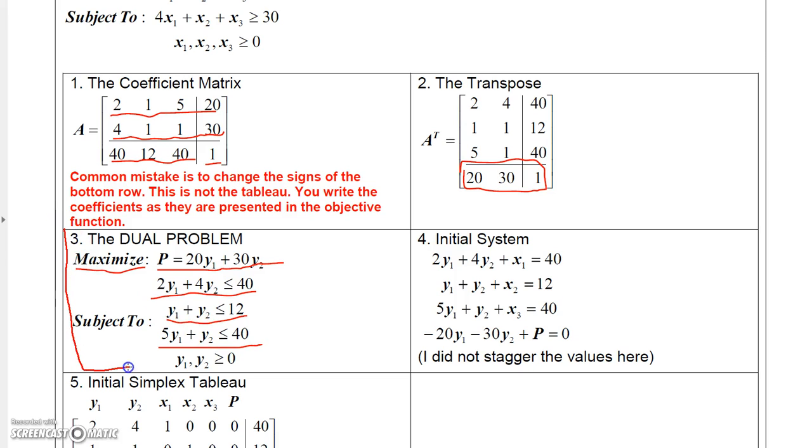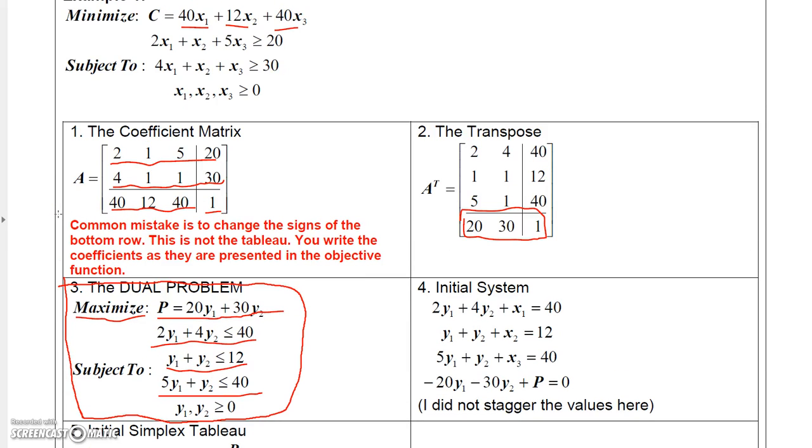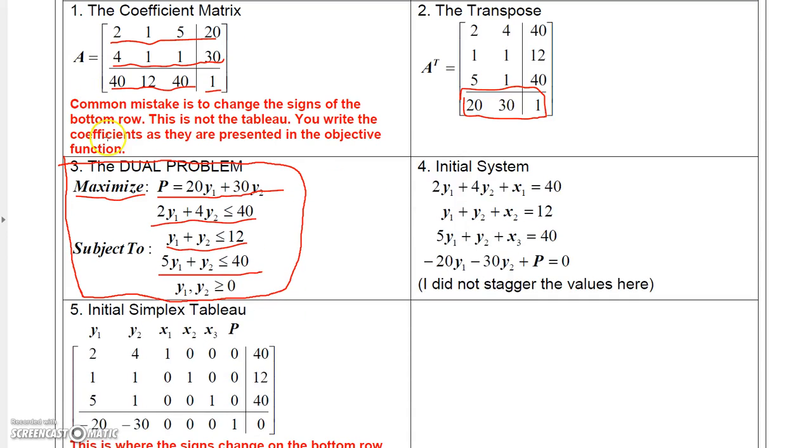So again, if I had asked you for the dual problem, you would stop after you set up this linear programming model. Now, one thing I do want to caution you of, you can have a different number of variables from your original problem to your dual problem. Notice in my original problem, I have 3 decision variables, x1, x2, and x3. But in my dual problem, I only have 2 decision variables, y1 and y2.